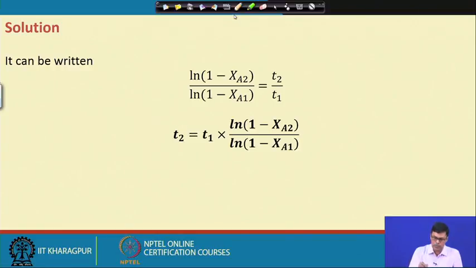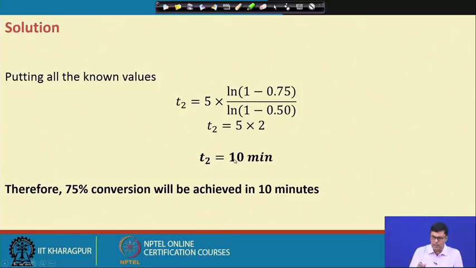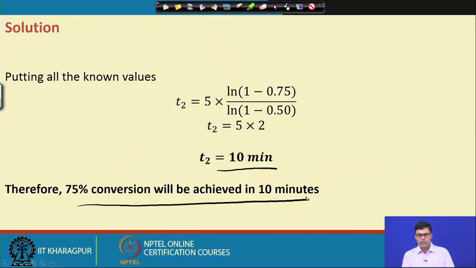What is the expression for T2? T2 equals T1 into ln(1 minus x2) by ln(1 minus x1). Now, we know at T1 what the x_A value is, and we want to know what time is required for 75% conversion. We just put in the values and get the result. We find the time as 10 minutes. So, for 75% conversion we require 10 minutes. This is how we can solve it very easily.